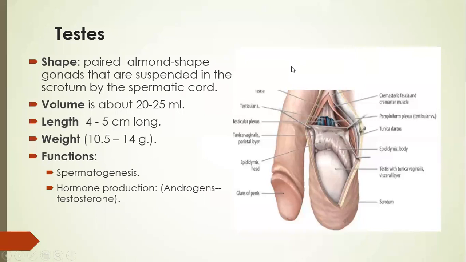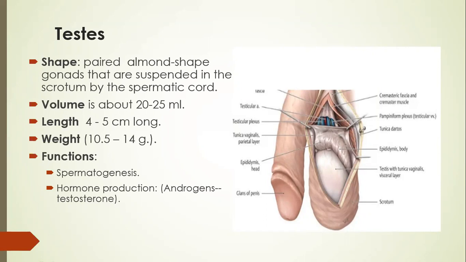Now going to the main primary organ in case of male, that is the testis. If you see, this is the testis here. The shape of the testis is almond shape, and it is in pairs. As I said, there is the right and left, so that's why it is said to be in pairs. These are called gonads.